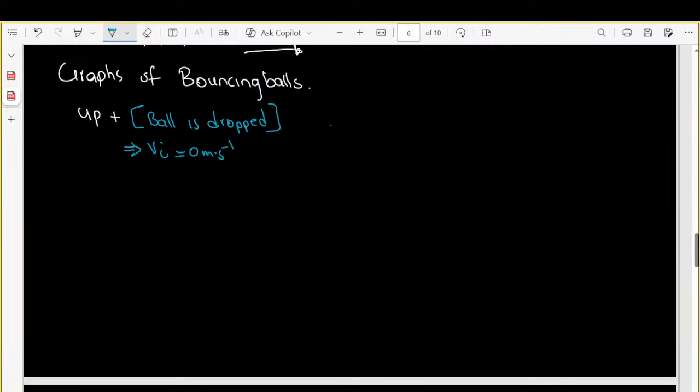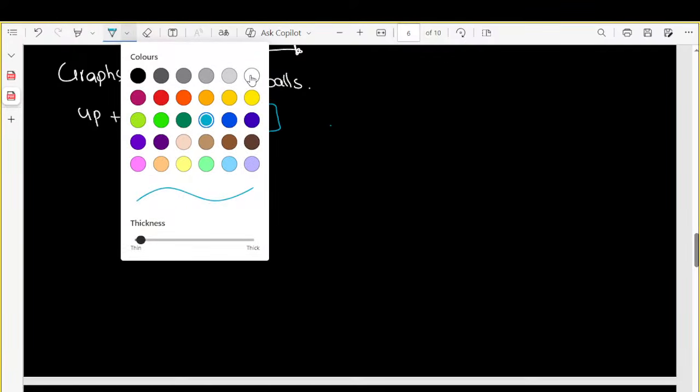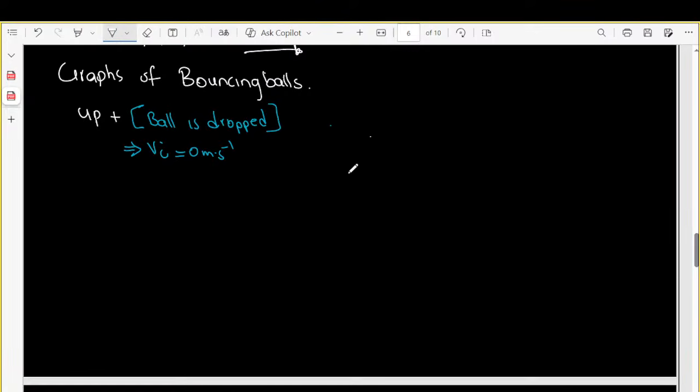Do you understand? Are you with me? Yes. Nice. So we are dropping a ball and then it will start moving down. In an exam, they'll give you a scenario and they'll want you to do what? To draw a graph. So we're going to start with the velocity versus time graph.